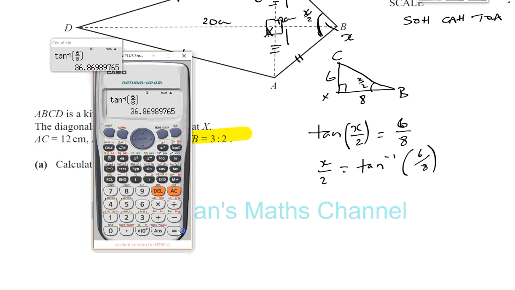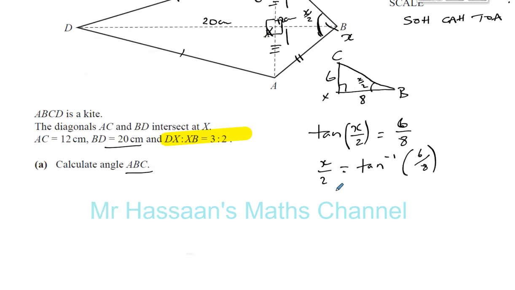Now that gives us 36.869... So x over 2 equals 36.869. It continues on and on. I'll put ... because I'm not rounding it here. And I know that x is going to be twice that. Okay, because we found just half the angle. So by rewriting it as x over 2, it helps us to not forget.